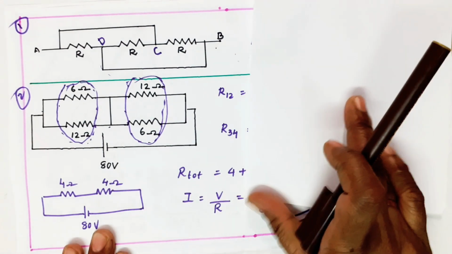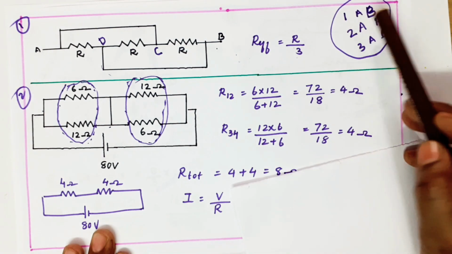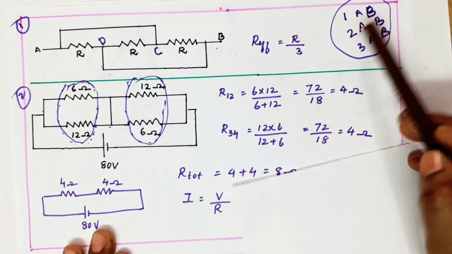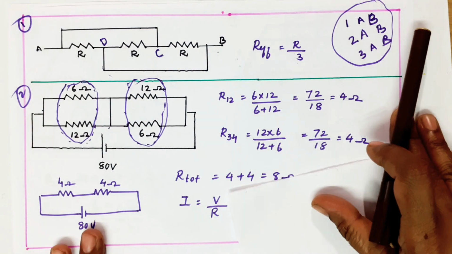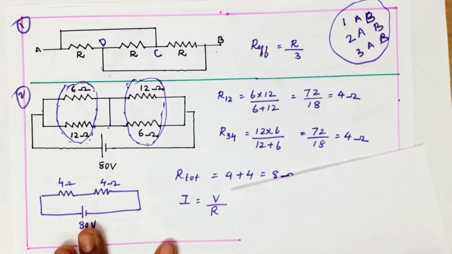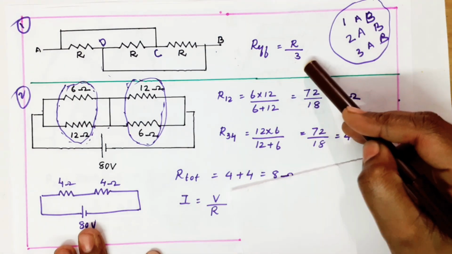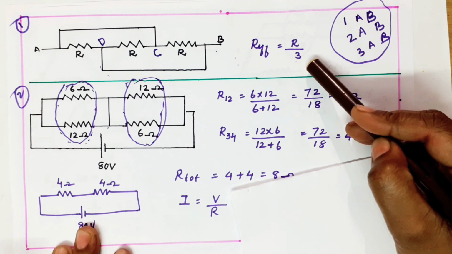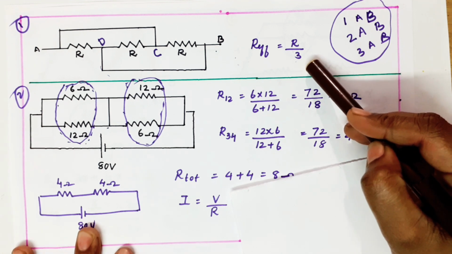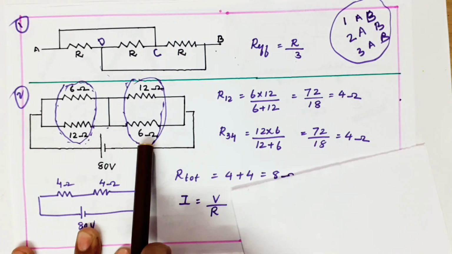It means for all the three resistors, their endpoints are A and B. First resistor A and B, second resistor A and B, third resistor A and B. So I can say that these three resistors are connected in parallel. So its effective resistance is R by 3. Clear? Now, second question. They are given here 6 ohm, 12 ohm, 12 ohm, 6 ohm.